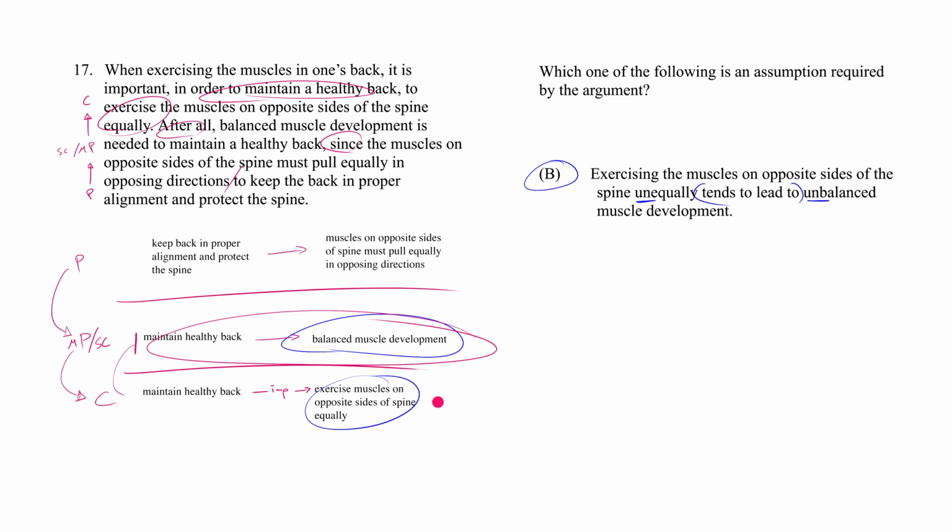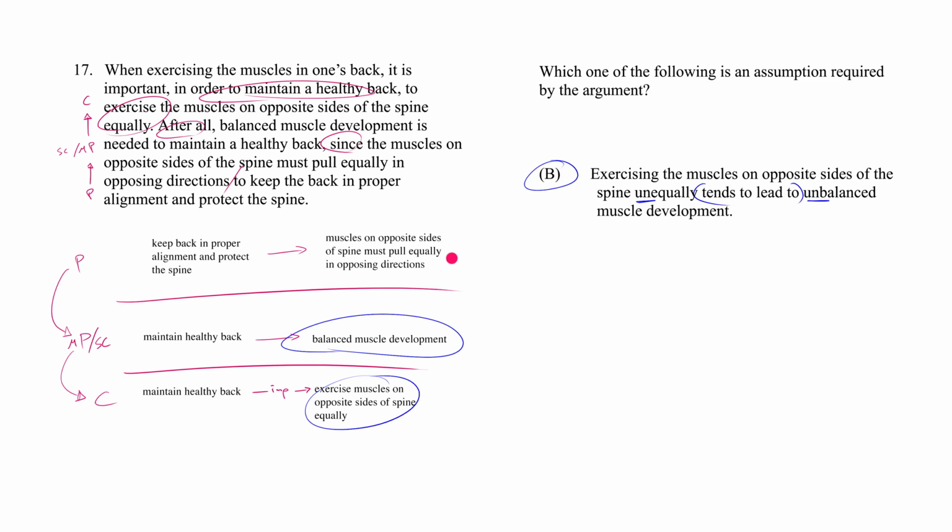Now, however, that's no longer the case because now I'm viewing this part of the support structure. This is no longer acting as a premise. It's a conclusion. It's supposed to receive support from this claim, which means now I get to be skeptical. Well, hold on a second. Say my big goal is to maintain a healthy back. Must my smaller goal be to have balanced muscle development?